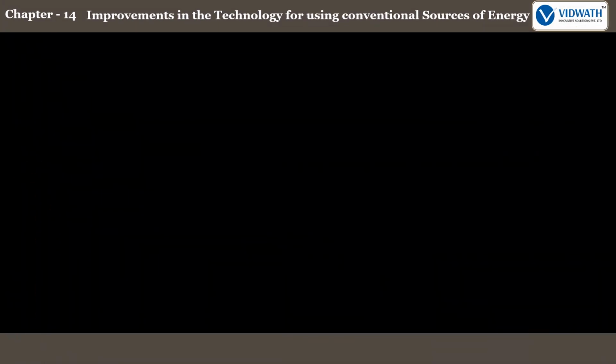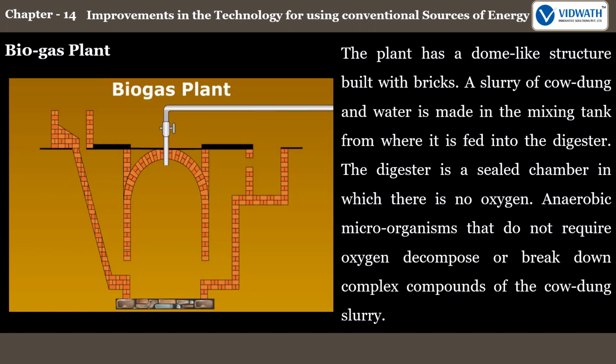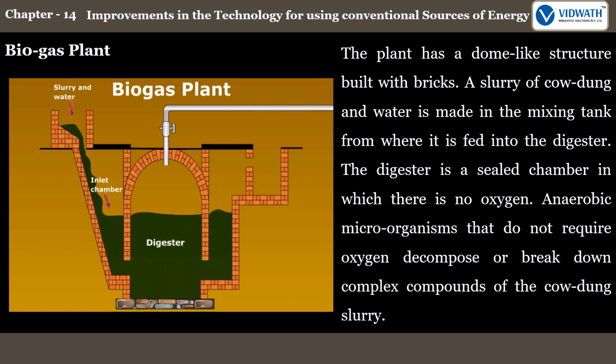We shall now explore the functioning of a biogas plant. The plant has a dome-like structure built with bricks. A slurry of cow dung and water is made in the mixing tank from where it is fed into the digester. The digester is a sealed chamber in which there is no oxygen. Anaerobic microorganisms that do not require oxygen decompose or break down complex compounds of the cow dung slurry.